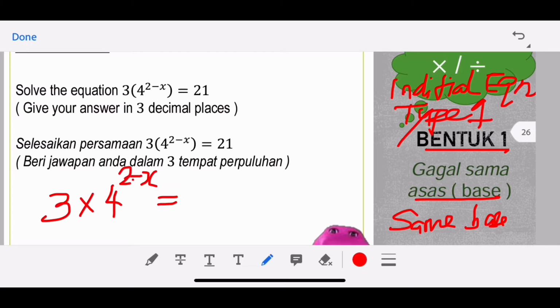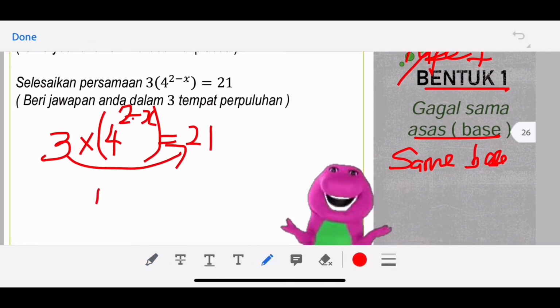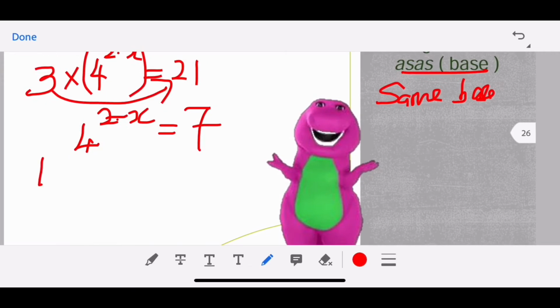Okay, so now we will just write down 4 to the power of 2 minus x equal to 21 over 3, so it's 7. So 4 to the power of 2 minus x is equal to 7. Okay, now you see the bases are not the same. To make the base the same, you have to take the log base 10.